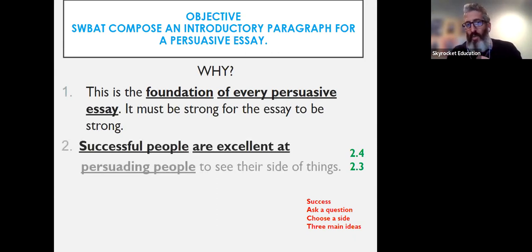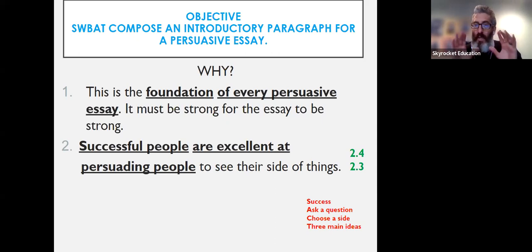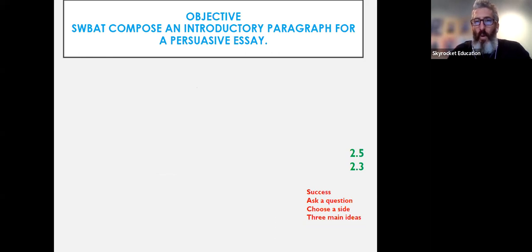The second reason, and this is really a more real world example, since I just gave you one with your own lives, is that successful people are excellent at persuading people to see their side of things. Right? It's a huge life skill to be able to say, here's what I believe, and I'm going to share it with you in a way that ideally convinces you to do it, or at the very least to see my side of things. The most successful people in the world are incredibly good at convincing people to see their side of things and persuading them to agree.